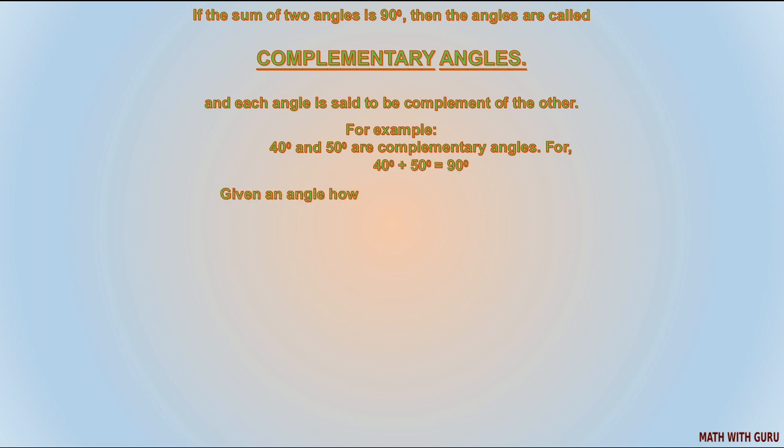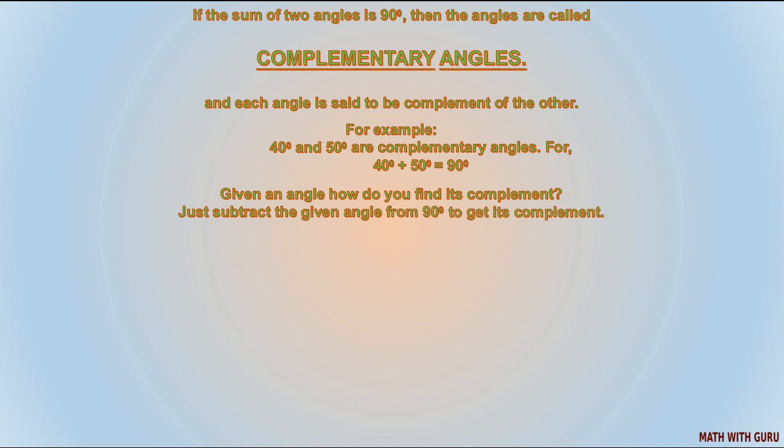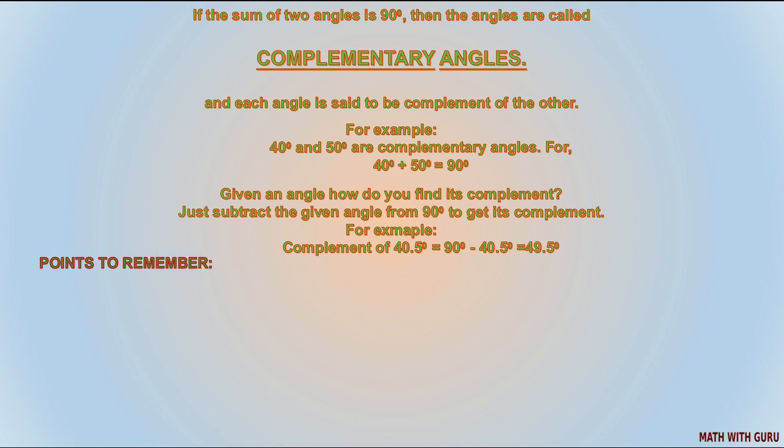Given an angle, how do you find its complement? It's quite easy. Just subtract the given angle from 90 degrees to get the complement of the given angle. For example, the complement of 40.5 degrees is equal to 90 degrees minus 40.5 degrees, that is equal to 49.5 degrees. We need to remember these points.